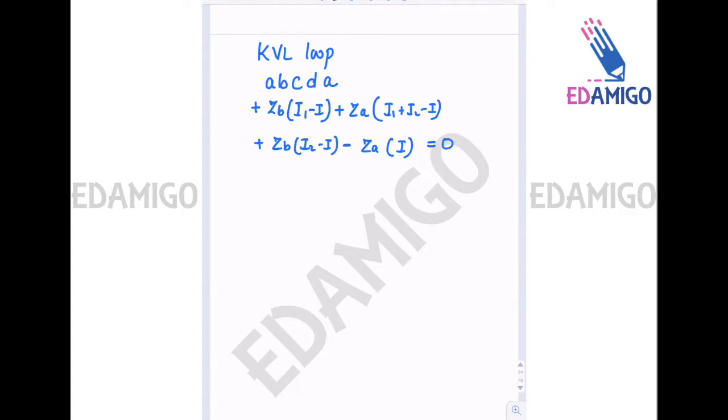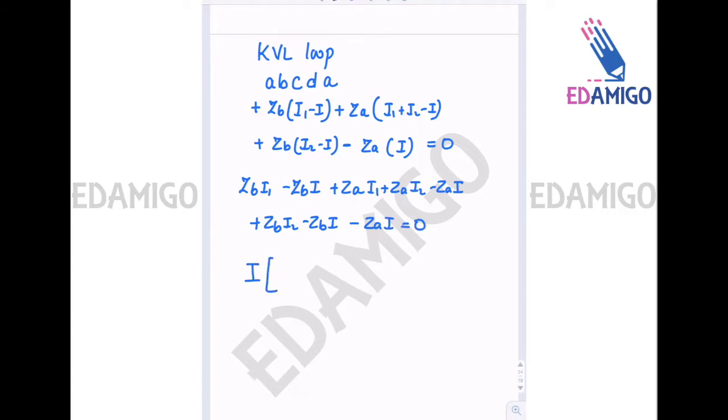Okay, so ZB into I1 minus ZB into I plus ZA I1 plus ZA I2 minus ZA I plus ZB I2 minus ZB I minus ZA I is equals to 0. Now let us take I as common.